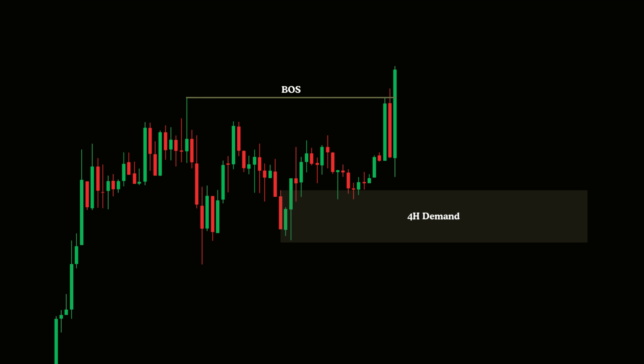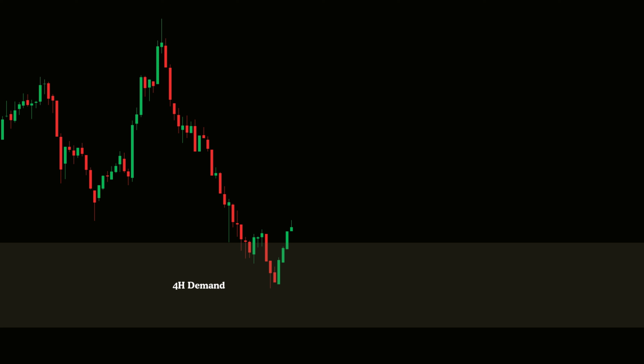Now, let's roll the chart forward and see how the setup unfolds. As you can see, price tapped into the demand zone and showed a clear rejection. At this stage, I'll zoom into the lower time frame, in this case the 15-minute chart, to carefully analyze price action within that 4-hour demand zone and search for early signs of reversal to refine a precise long entry.